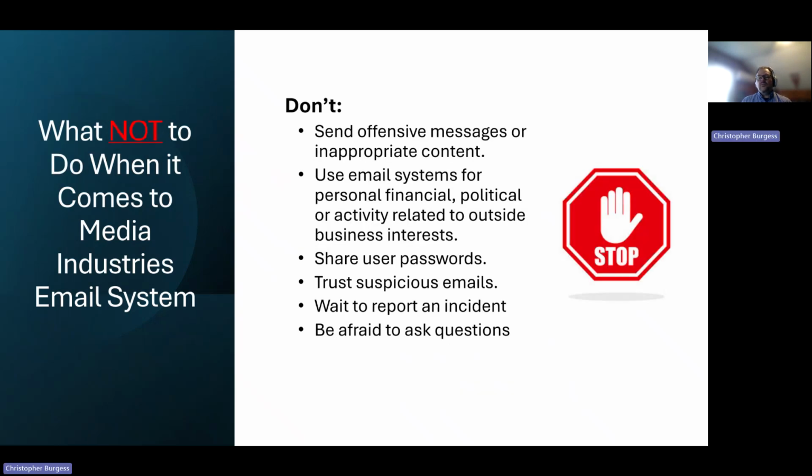What not to do is to use Media Industries email systems to send inappropriate or offensive emails. Also, don't put your personal information, such as finances or outside business activities, on Media Industries emails. Definitely do not share your password or trust suspicious emails. And most importantly, do not wait to report suspicious emails or security incidents. And never be afraid to ask questions. You might identify something shady that others have missed by just asking a question.